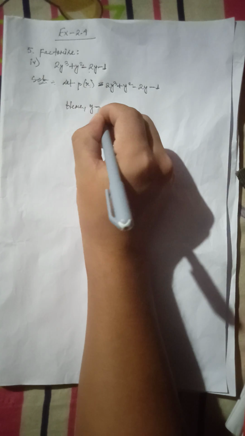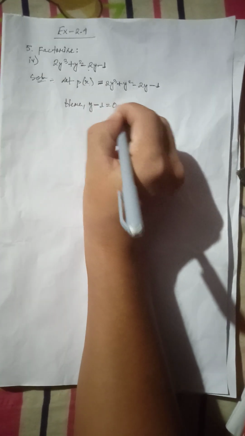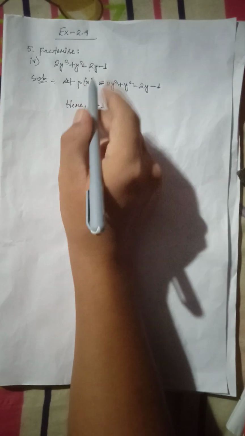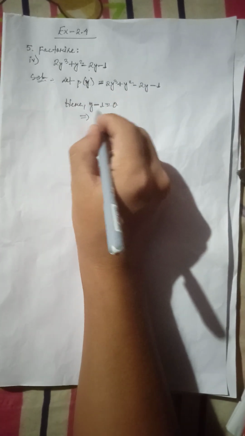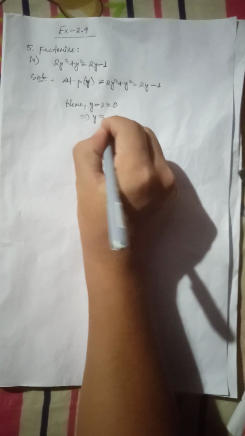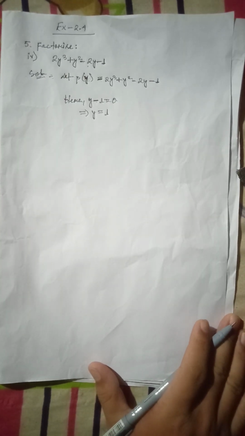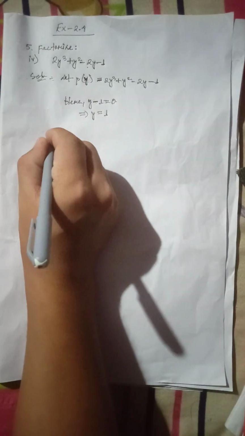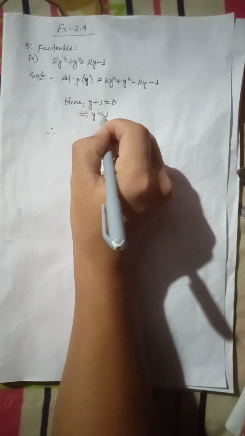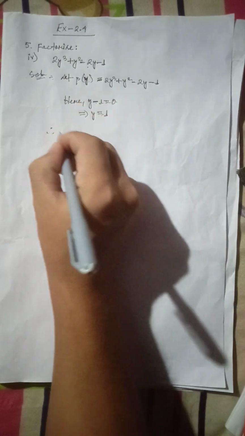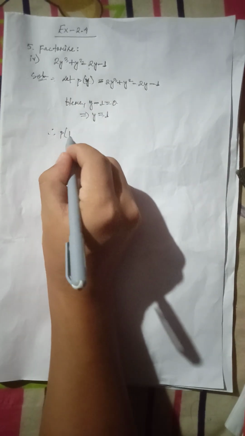First let us assume that y minus 1 equals 0. Now let us move this one to the other side, then it will become y equals 1. Now what is the value of y that we have in hand? It is 1. In place of every y, you have to put the value of y that we got, which is 1.